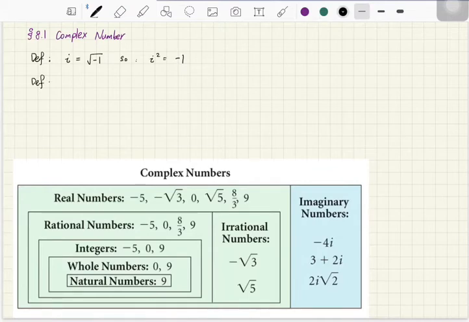So what is a complex number going to look like? Any complex number is going to be in the form a plus bi, where a and b are real numbers, and i is a symbol for the complex number, also defined as i equals the square root of -1. In this form, a is called the real part and b is called the imaginary part.